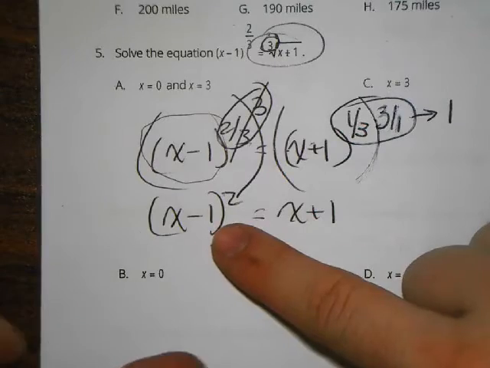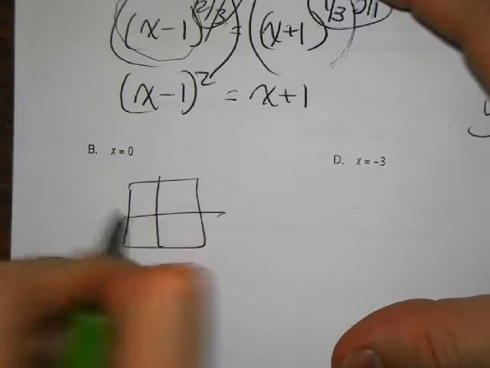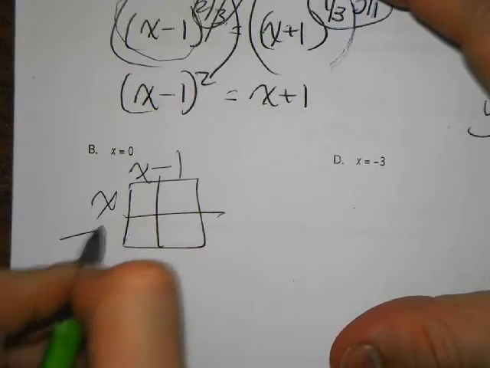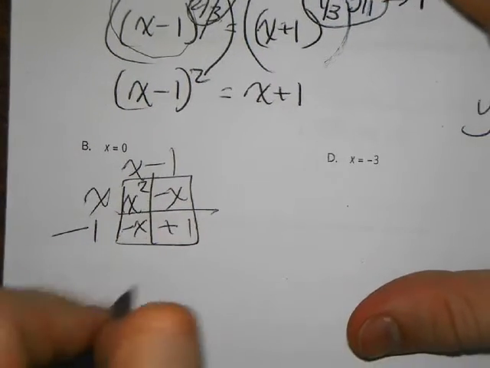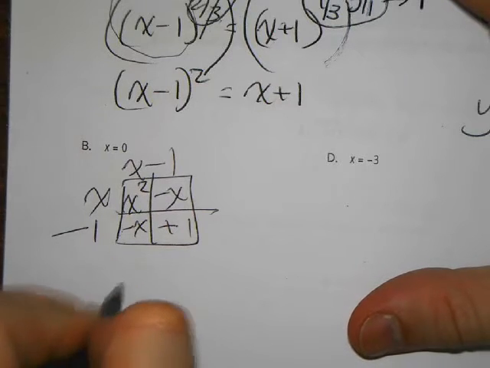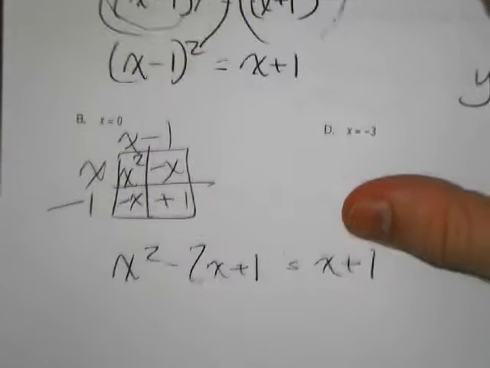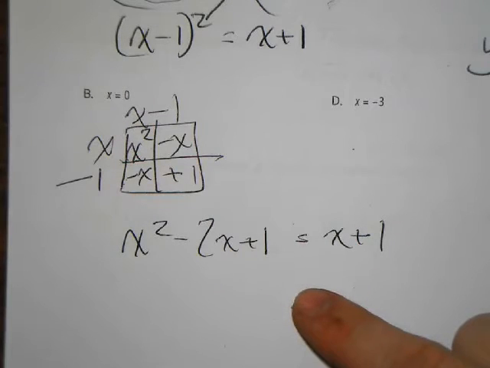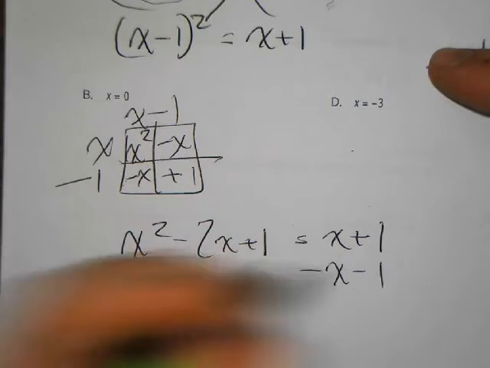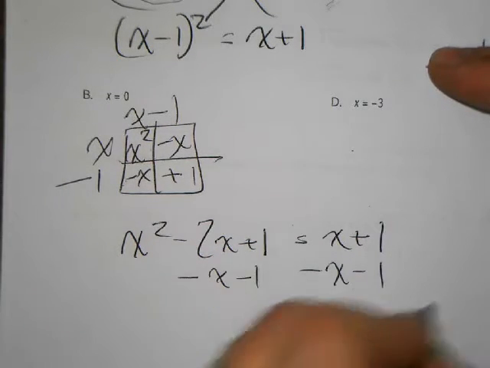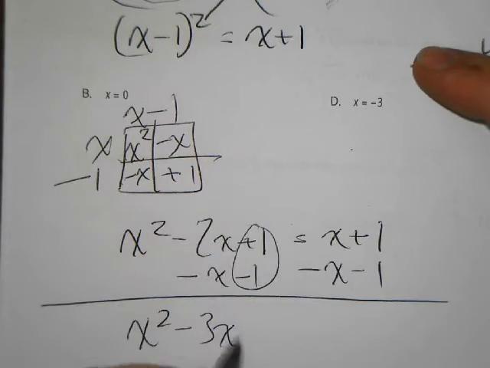From here, we know that we can use an array to help us. This is going to give us x squared minus x minus x plus 1. So the left-hand side of my equation will be x squared minus 2x plus 1, and then we'll have x plus 1. From here, it's just the same exact problem as the last time. We need to go ahead and subtract on both sides. Minus x minus 1, minus x minus 1. This is going to give us x squared minus 3x plus 0.